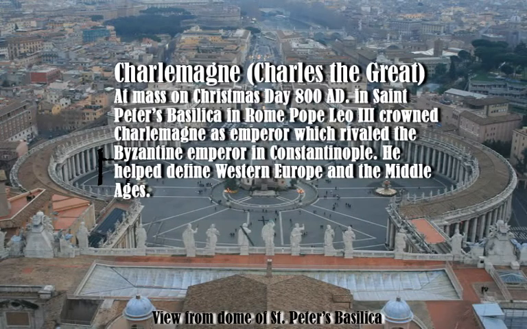We want to go back now to 800, when Charlemagne, known as Charles the Great, at a mass on Christmas Day in St. Peter's Basilica in Rome, was crowned as emperor by Pope Leo III, which revived the Roman emperor of the West in opposition to the Byzantine emperor of Constantinople. He helped define Western Europe and the Middle Ages. It was called the Holy Roman Empire.